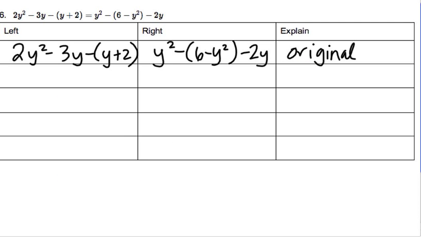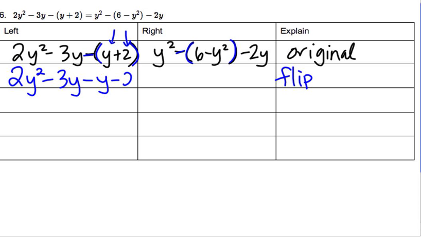Last but not least, number 6. Number 6, we're going to start with a flip again because there are minus parentheses. And by flipping, I get rid of the parentheses right away, which usually is my first goal. Everything else copies, but inside the parentheses, we flip and flip. Negative y, negative 2. Again, on the right, everything that's outside the parentheses stays the same, but what's inside gets flipped and flipped. Negative 6, and the negative y squared turns into positive y squared.